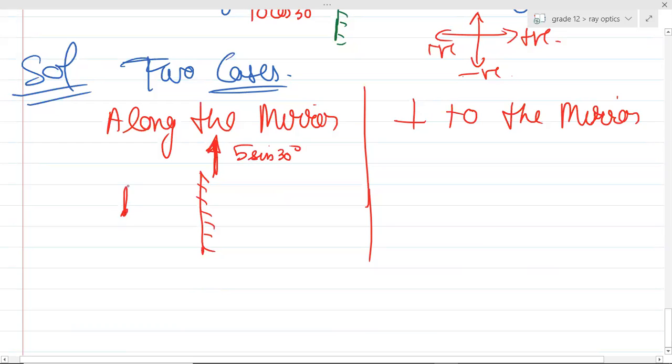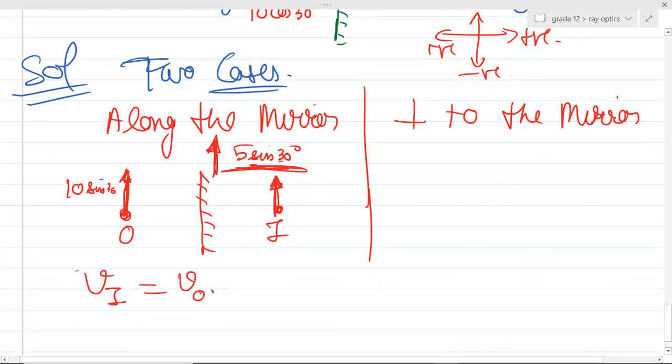The object is moving upwards with 10 sin 30. So can anyone tell me what will be the velocity of the image? Will this velocity have any effect on the velocity of the image? No, sir. In this particular case, the velocity of image will be basically the velocity of object with respect to ground, by the results which we have just seen. So it will be equal to 10 sin 30 only, and 10 sin 30 is how much? 5.